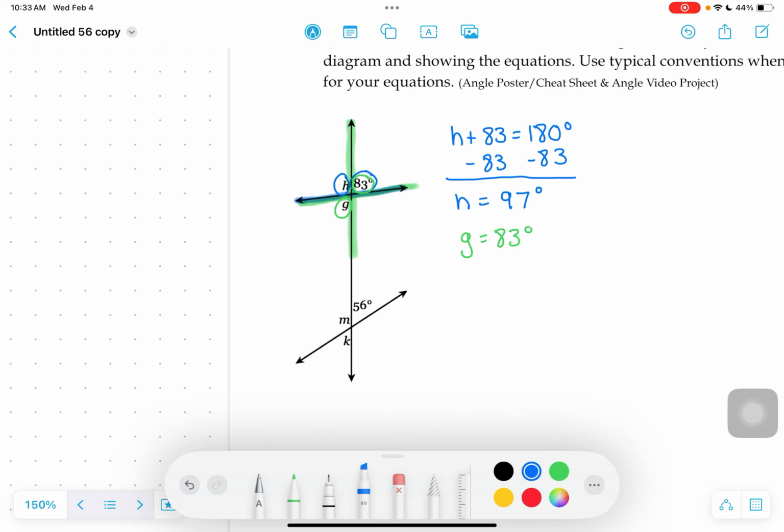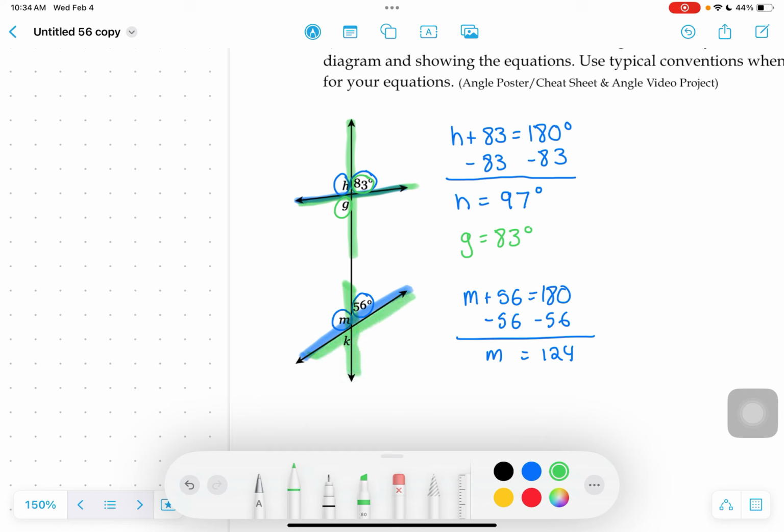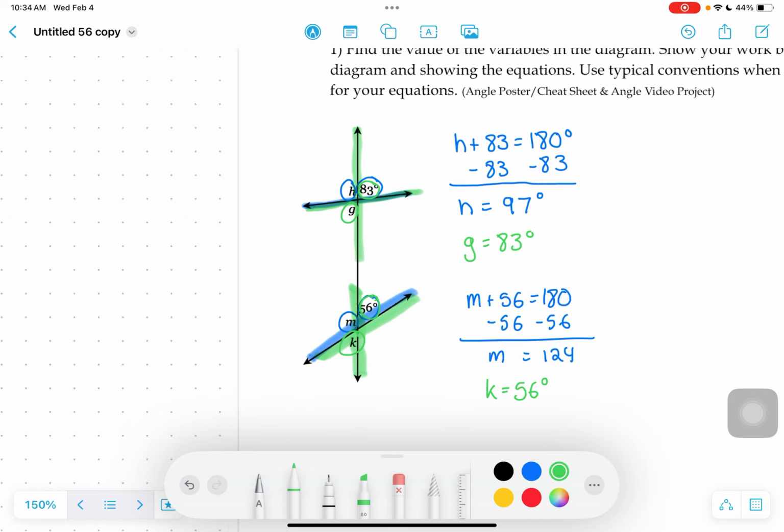The bottom of the diagram is similar. I notice here is a supplementary angle. So these two combine to make 180 degrees. Subtract 56 from both sides. 124 equals M. And again, I notice vertical angles here. So this one and this one. So K equals 56. That's all the variables on that diagram.